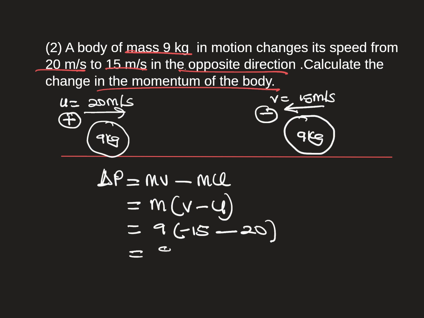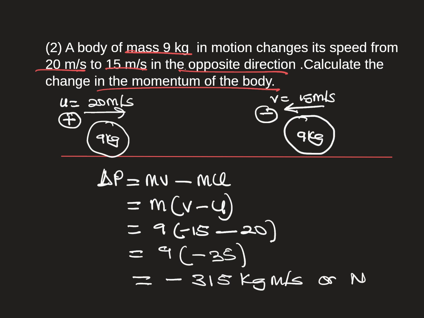That is going to be 9 into negative 15 minus 20, which is negative 35. So 9 times negative 35 gives you negative 315. If we want, we can say kilogram meters per second or Newton seconds, whatever works.